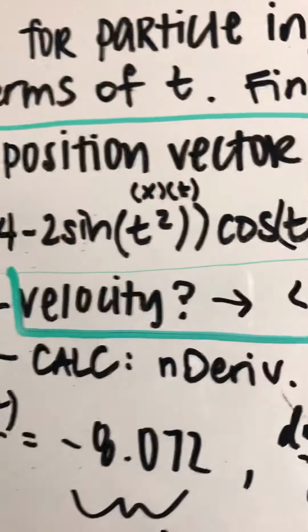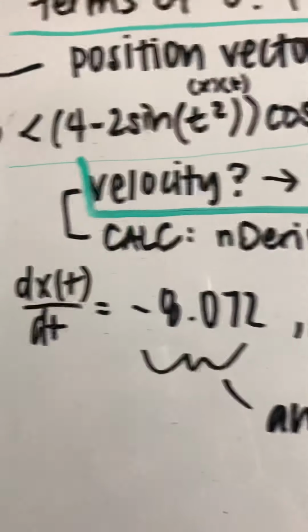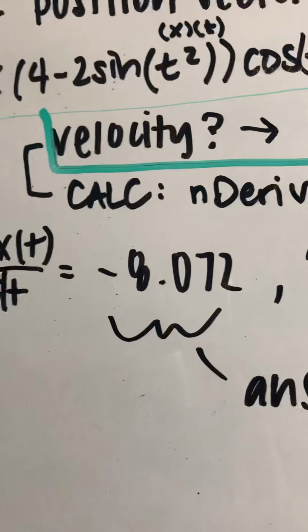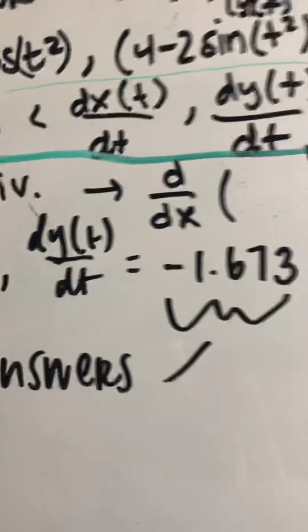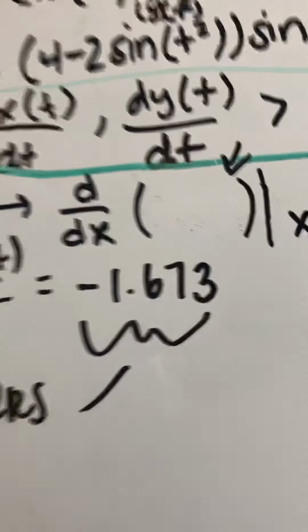So once you plug in these equations and find their derivative, you should get for dx(t) over dt negative 8.072, and then for dy(t) over dt you should get negative 1.673.